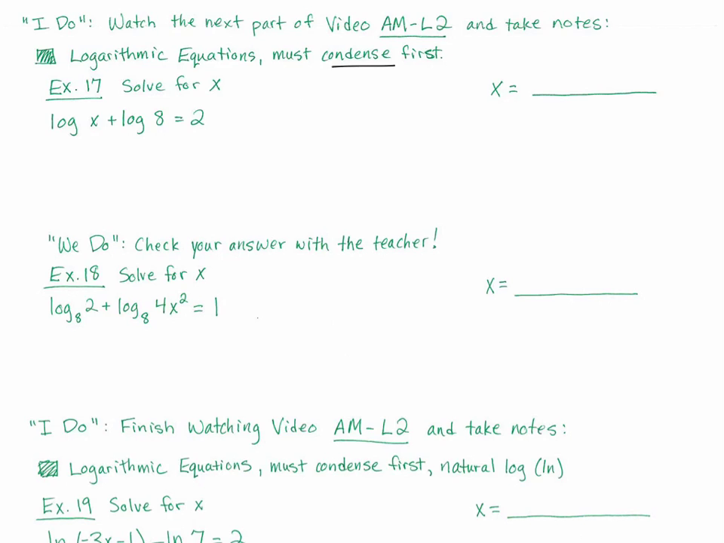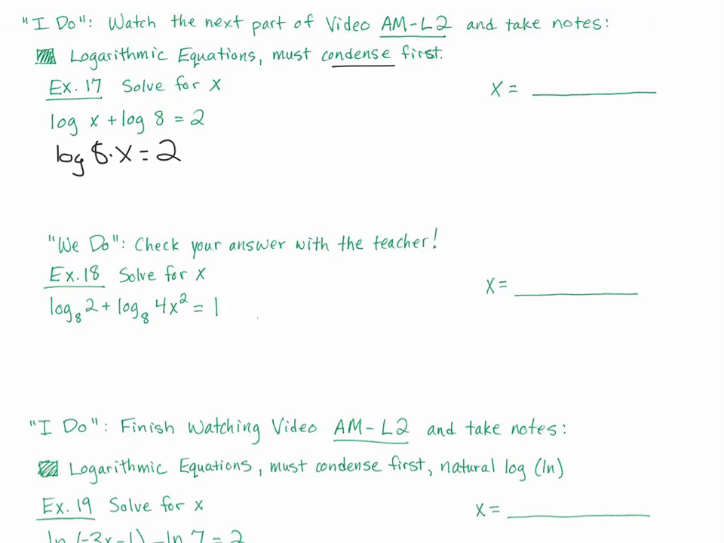So I need to remember my condensing rules, and my condensing rules say that if I am adding two separate logs, as I am in this case, then I'm going to multiply the two pieces that we're taking the log of into one log. So that's going to become the following: log, notice again common base 10, so I don't need to write it, of 8 times x is going to equal 2.